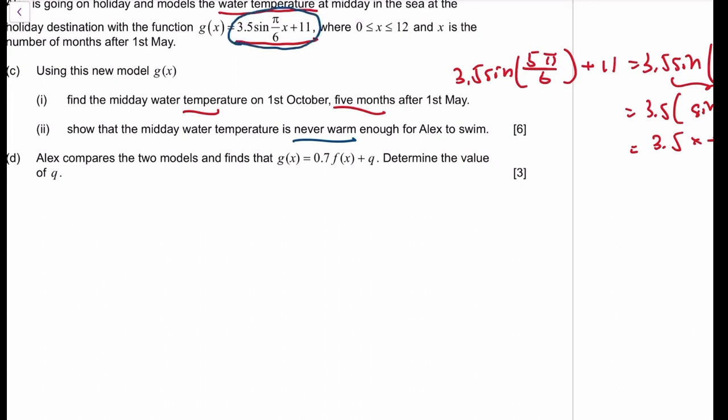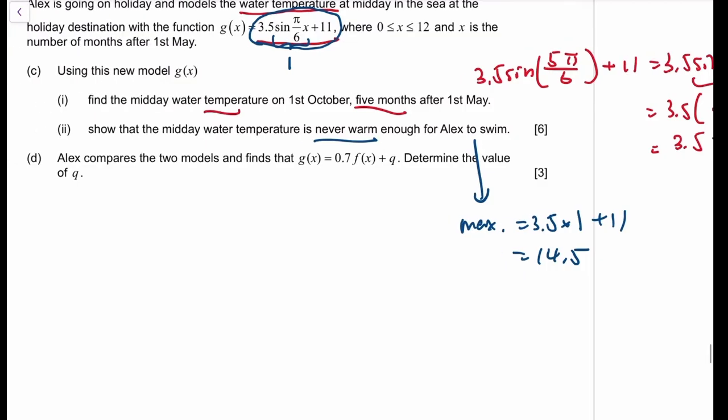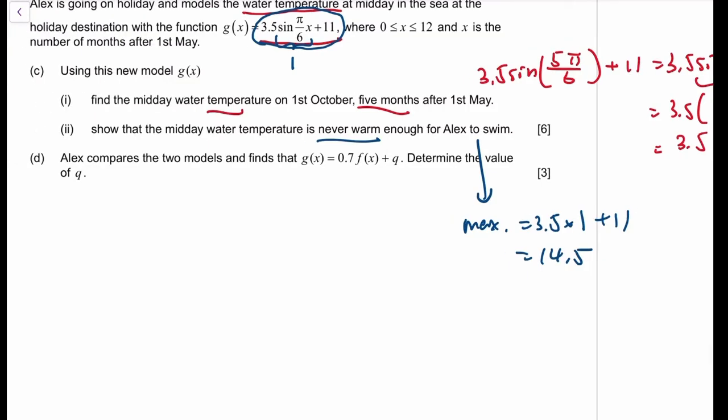Well, the reason is the maximum for sine is 1. So the maximum temperature is really 3.5 times 1 plus 11, which is only 14.5. So we can never swim. Compared to two models, he finds that g(x) is 0.7 times f(x) plus q. Find q.